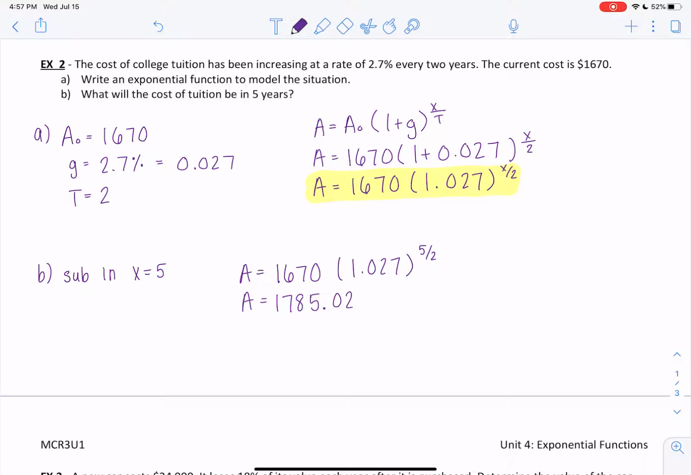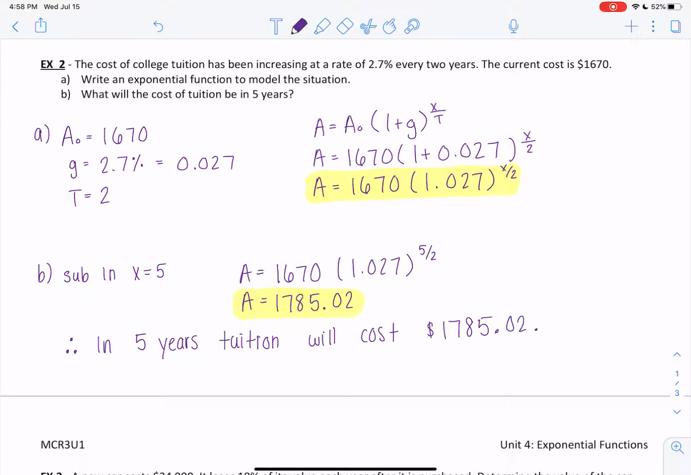1,785.02. And the reason I'm using 2 decimal places is because we're talking about money, and we always have 2 decimal places for money. And to have full marks, we also need to include our therefore statement. So I'll say therefore, in 5 years, tuition will cost $1,785.02.